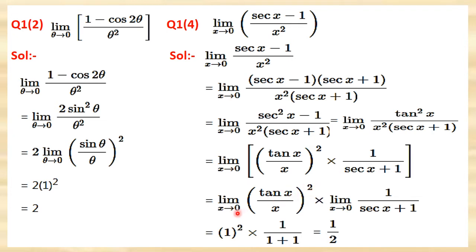And here limit x tends to 0, tan x upon x the whole square will become 1 the whole square, into, here when we put x is equal to 0, it is not becoming 0, so we can directly substitute limit x tends to 0, sec x plus 1. That is, sec 0 is 1 itself, because cos 0 is 1, then sec 0 also will be 1. 1 upon 1 plus 1 is equal to 1 upon 2 is the value of this limit.